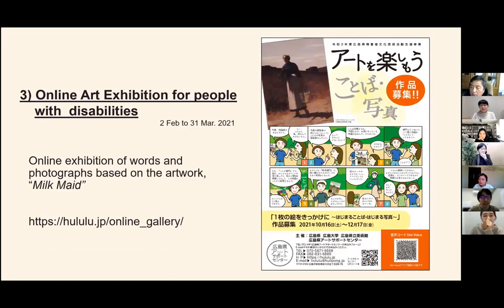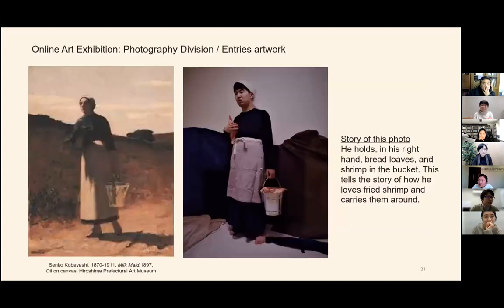This was the third art event. We conducted an online art exhibition for people with disabilities. In this exhibition, people with disabilities submitted either a word or a photograph based on the painting Milkmaid. Here, the photograph division artwork is shown. This is like a Getty artwork recreated in the Stay Home Challenge. The photograph is attached to this story.